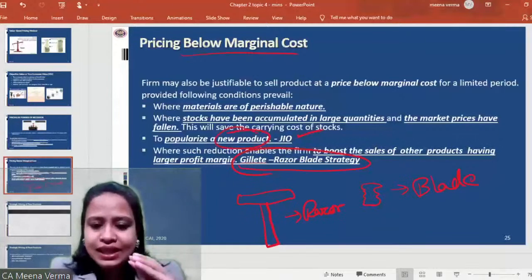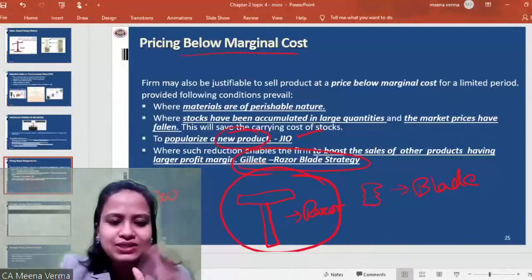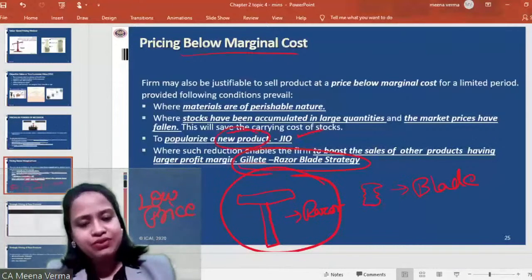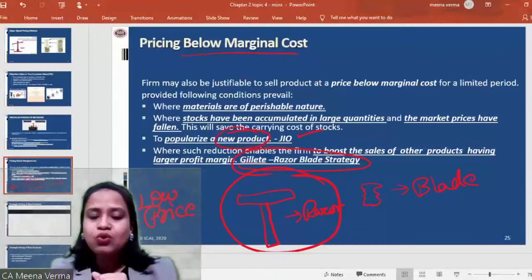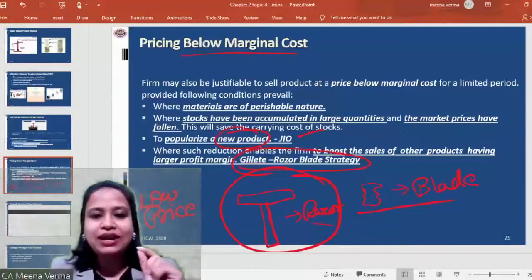Now see the razor and blade strategy followed by Gillette company. Gillette, they sell this razor at very low cost, low price, okay, even less than variable cost. They sell this razor even less than variable cost. Why they sell them even at less than variable cost? Because they know that if people will buy a razor, they will buy the blade.